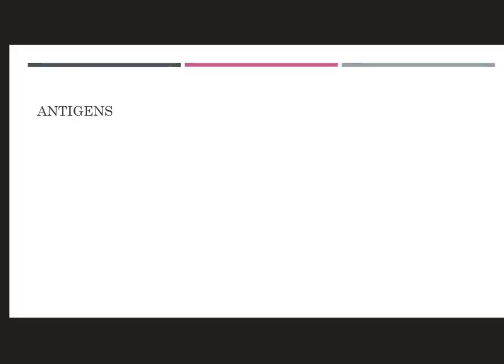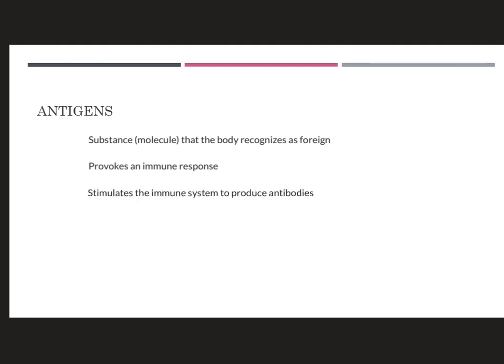So first, let's talk about an antigen. What is an antigen? An antigen is a substance or a molecule that the body recognizes as foreign. What exactly does that mean? That means that the body does not recognize this substance or molecule as something that is its own and can then elicit an immune response against it. Basically, an antigen can stimulate the immune system to produce antibodies. Examples of antigens would be things like viruses or bacteria.